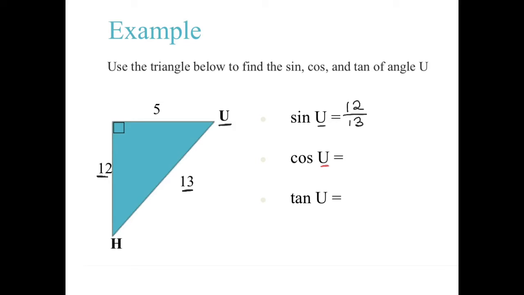For cosine of U, I do adjacent over hypotenuse. So I look at the adjacent side over the hypotenuse. The adjacent side has a length of 5, the hypotenuse has a length of 13.